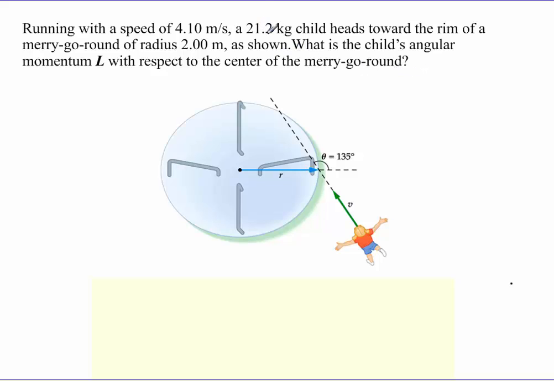You've got a 21.2 kilogram child running with a speed of 4.1 meters a second, who leaps toward the rim of a merry-go-round at radius 2 meters. What is the child's angular momentum, L, with respect to the center of the merry-go-round? Now, does everybody understand you cannot just do this? L is equal to 21.2 times 4.10 times 2. That's incorrect. Does everybody understand why? Yes, because he's not perpendicular to the radius. Yes, that's exactly right.